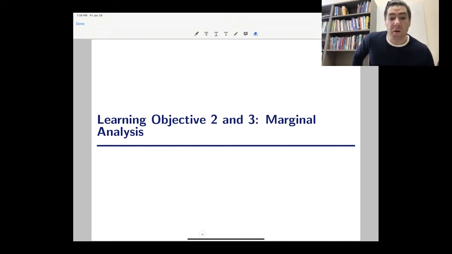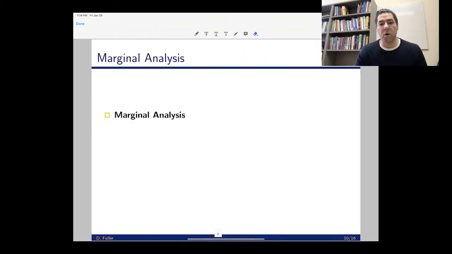Okay, so in Learning Objective 2 and Learning Objective 3, we're going to discuss an alternative way to solve an optimization problem, which is via marginal analysis. So what exactly is marginal analysis and why should I care about it, right? We were able to use total value or net benefit perfectly well to solve our problem of which apartment we should rent. So why do we need another way?